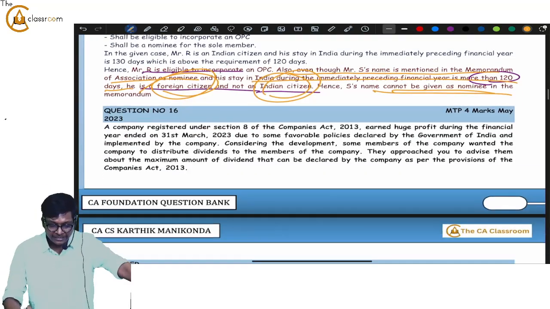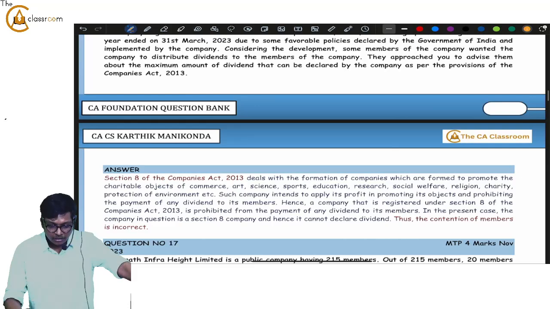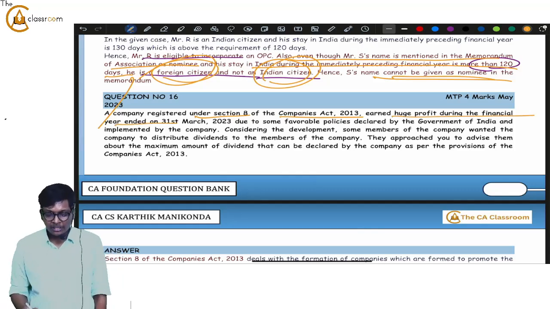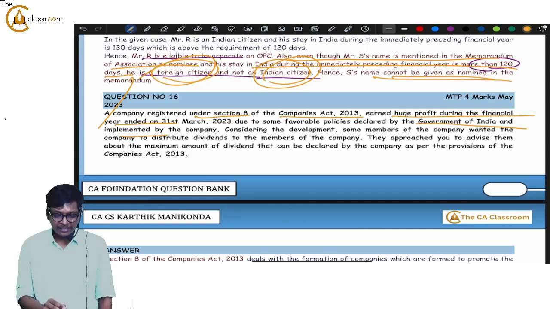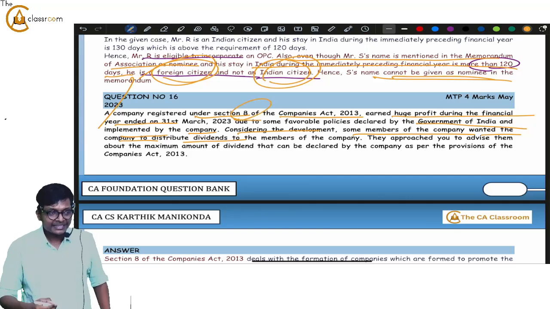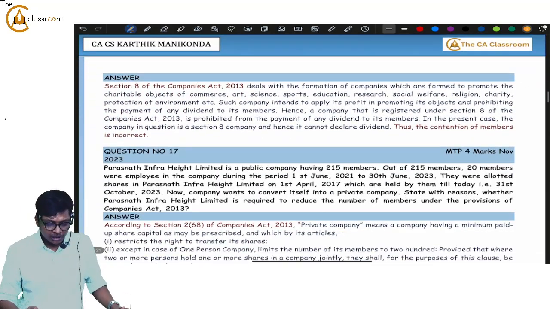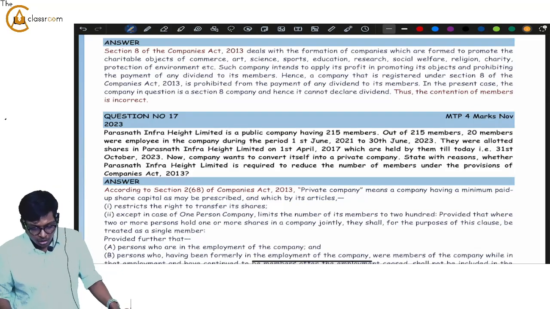Are you all with me, guys? Understanding? Okay. Question 16. A company registered under Section 8 of the Companies Act earned a huge profit in the financial year due to some favorable policies declared by the government and implemented by the company. Considering the development, some members of the company wanted the company to distribute dividend. Section 8 company, can it distribute dividend, guys? No. If a Section 8 company earns profit, what should it do? It has to use it again for its object, its charitable object. Are you following, guys? Clear? All of you with me?